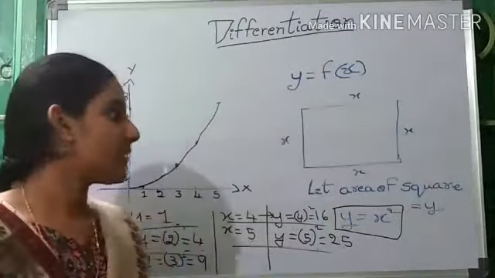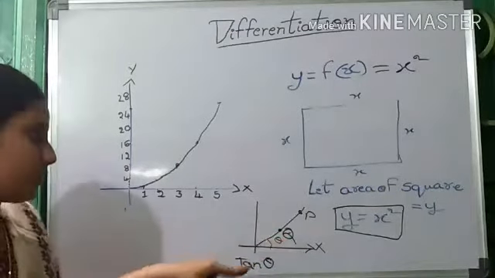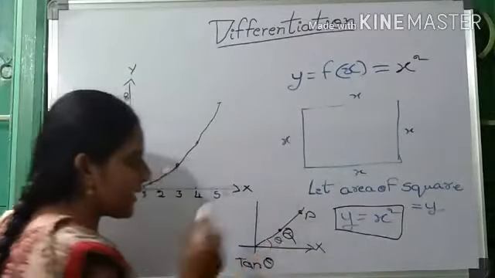Now let us consider a straight line like this. Take a graph and let us consider a straight line like this. Now the slope of this graph, if this angle is theta and this is x-axis, the slope will be tan theta. For a straight line, this is the slope. At this point P, the slope is tan theta, and at this point Q, the slope is tan theta. In case of a straight line, the slope is constant.